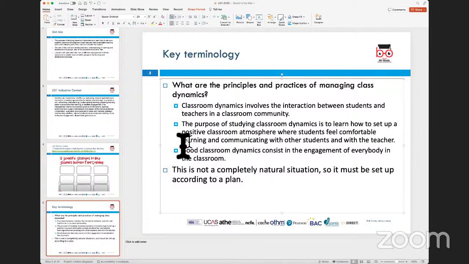Now, let's bring our focus back to what we mean by certain important things that are part and parcel of this particular learning outcome. The first one, just to refresh, talks about understanding the principles and practices of managing a dynamic classroom. So when we talk about this, what do we mean by that?